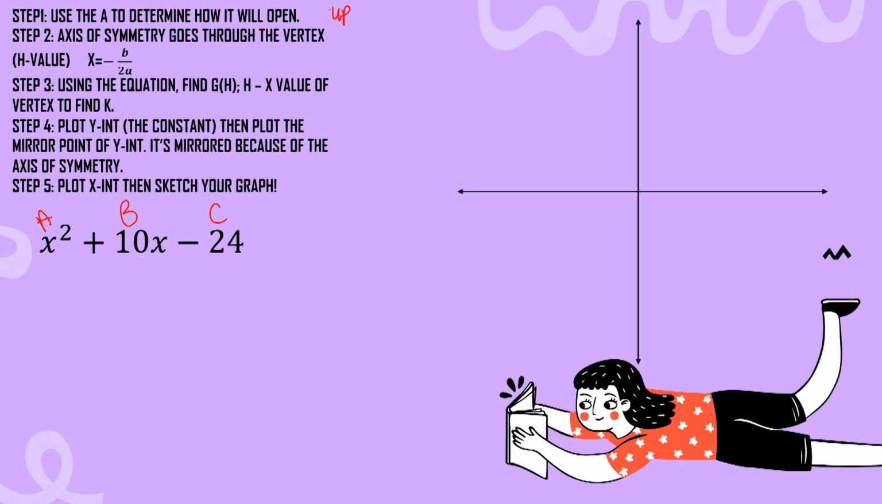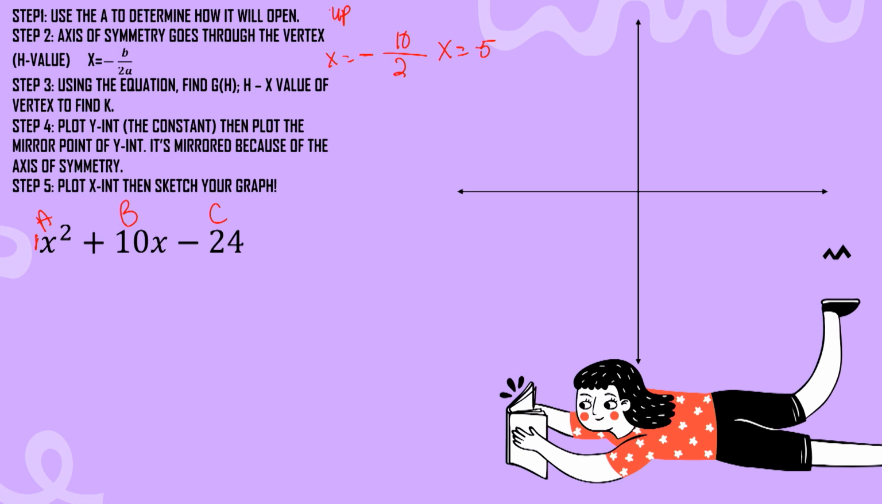Next, I'm using my axis of symmetry. My axis of symmetry goes through my vertex, so I'm looking at that h value. To find that h value, I'm doing x equals negative, and I'm looking at my b over 2a. My a is 1, so over 2. So my x equals negative 5.